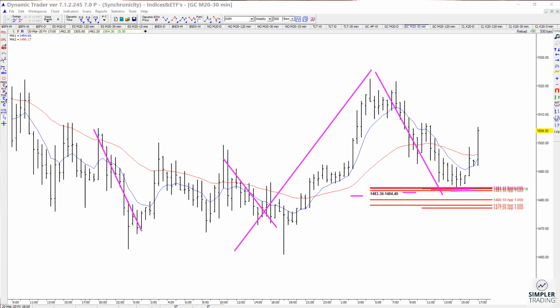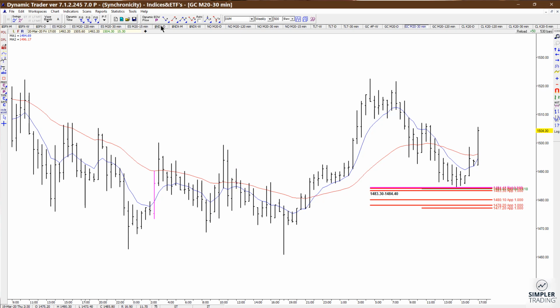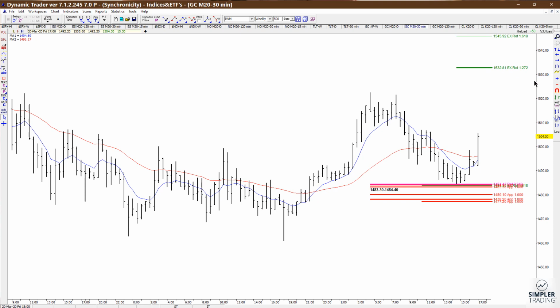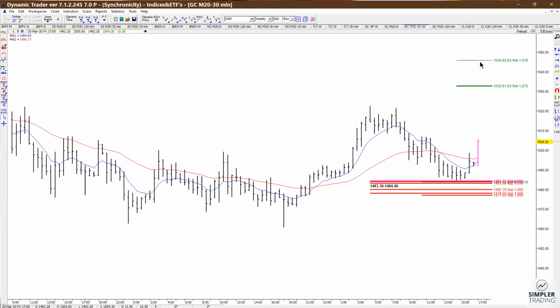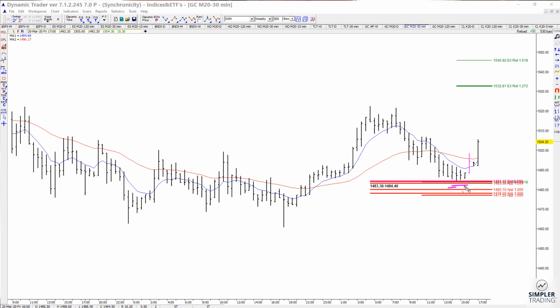It hit, it held, it has triggered entries already, and if we continue to hold above here, because I have no idea where we're going to be on Monday, the potential upside target comes in at the 1532 area. That would be target 1. Target number 2 would be 1545. And I'm wrong if it breaks underneath here.